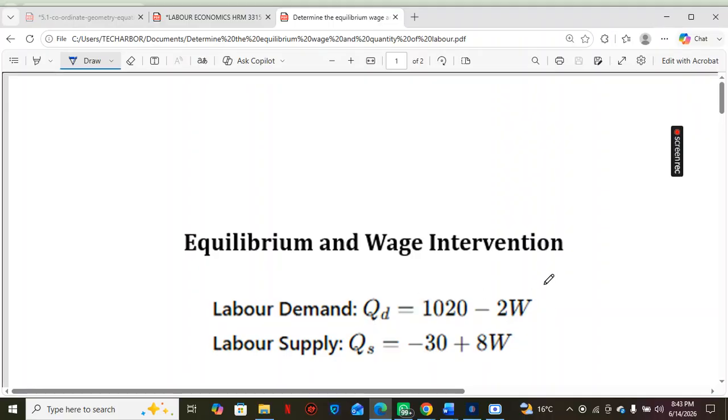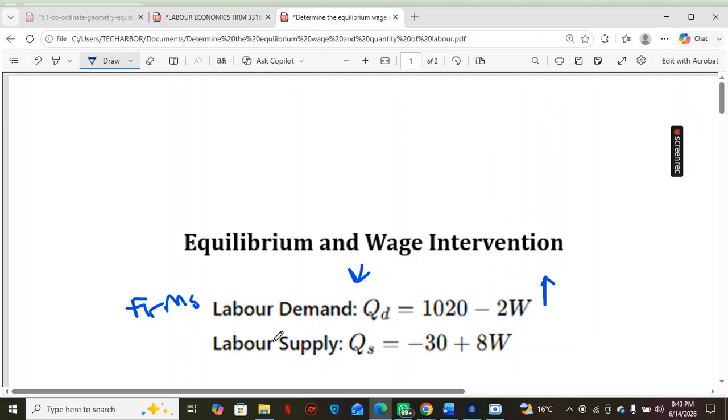A higher wage rate, less workers demanded. Remember, who demands labor? It's firms. Firms are who demand labor, and who supplies labor? It is the workers.